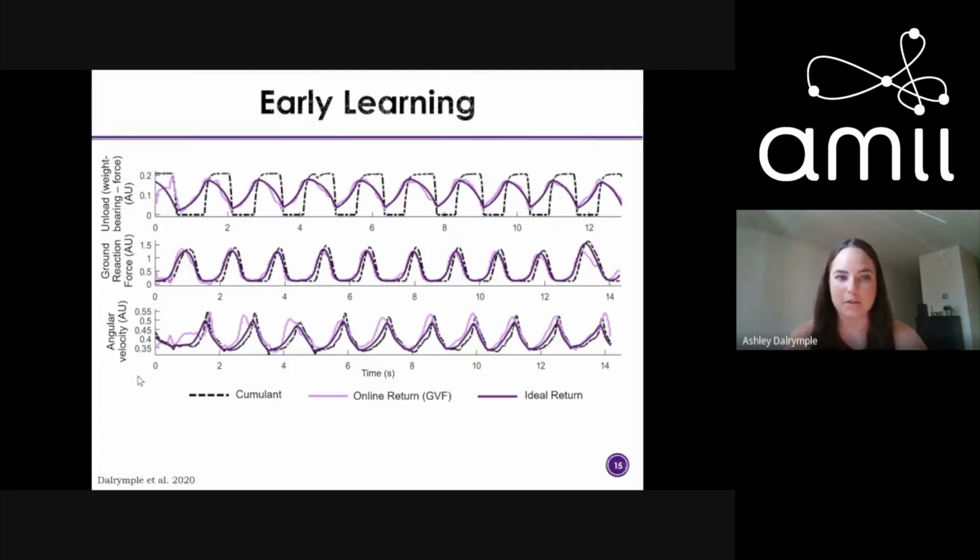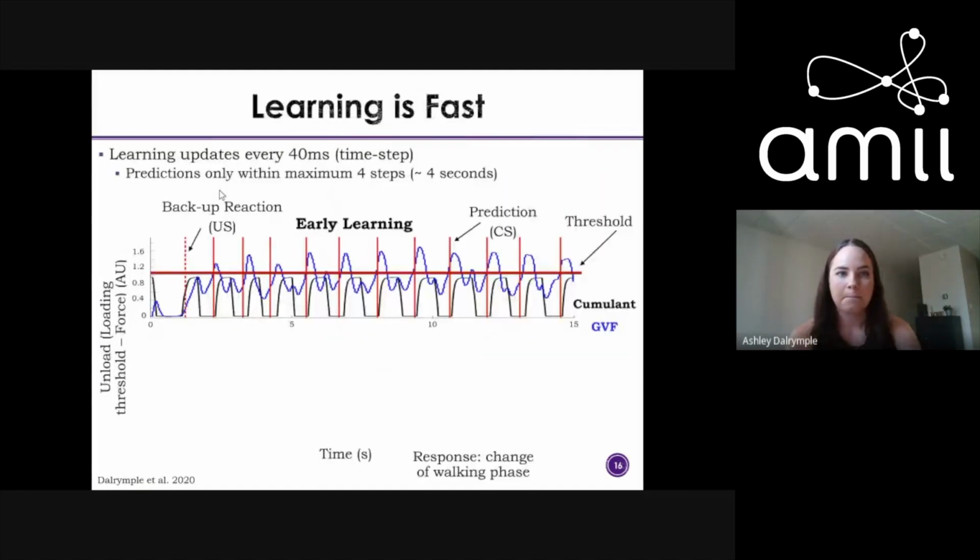And here I'll just show you exactly what that looks like. So again, the black is the cumulant here, and then the online versus the ideal return are in the purples. You can see that they overlap quite well. And again, this is a trial where everything starts from 0. So you can see, within this first step here, it's already producing very accurate predictions of the signals, which doesn't seem too far-fetched because they are very periodic and smooth. But importantly, this accuracy continues as we go across different people and different cat experiments.